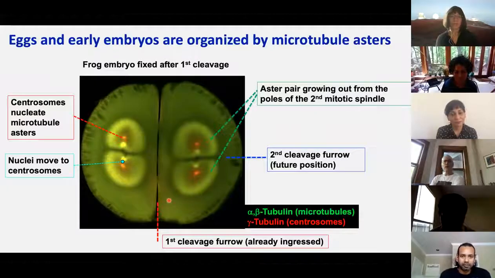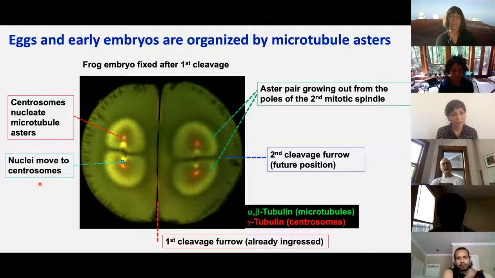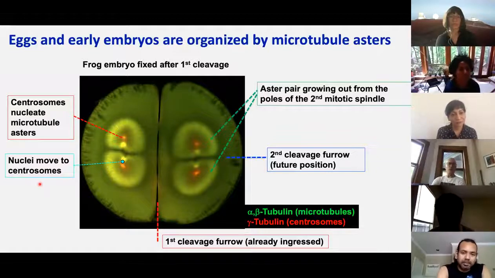And we've known for a long time that eggs and early embryos are organized by microtubule asters. This is an example of Martin Wühr's PhD work, an earlier student. This is a frog egg embryo fixed after first cleavage, but before second cleavage. Here in the orange color, you can see the centrosomes that nucleate microtubules. And actually, I won't talk any more about nuclei. It suffices to know that the nuclei move to the centrosomes. So if we know how the centrosomes move, we know how the nuclei move as well.